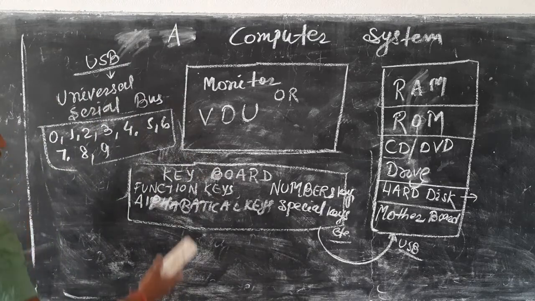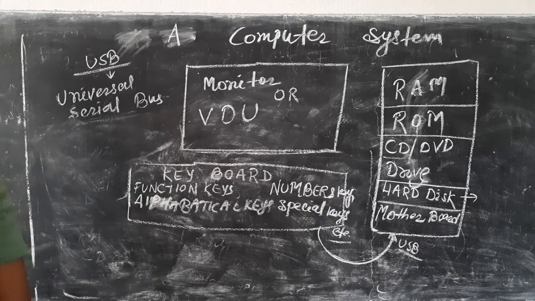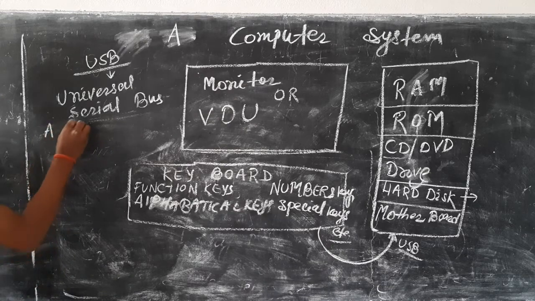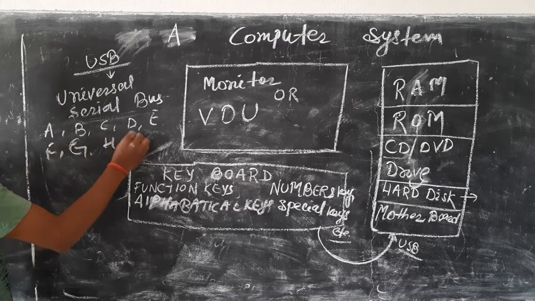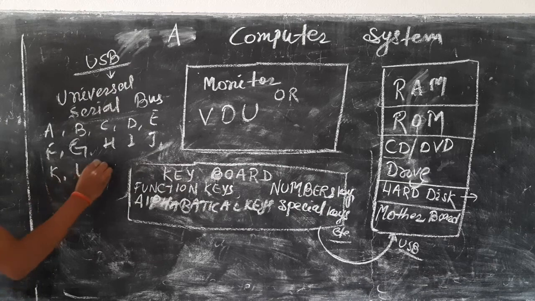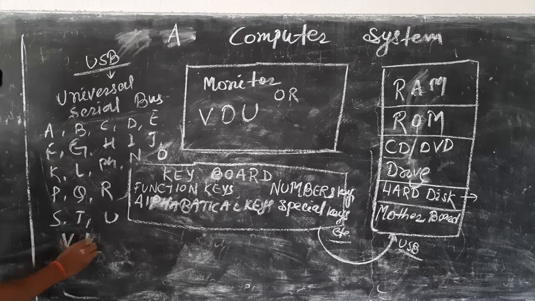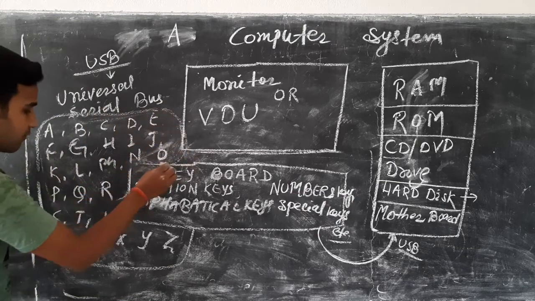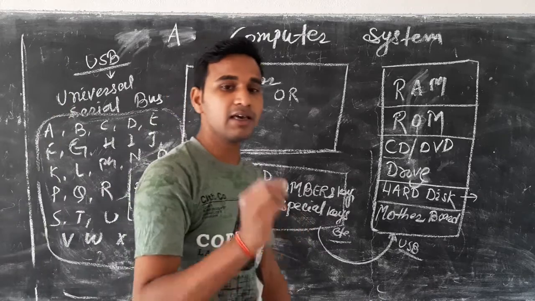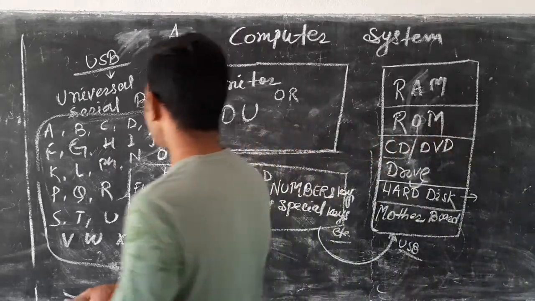Our next is alphabetical keys. Alphabetical, you know, will be from A to Z, meaning A B C D E F G H I J K L M N O P Q R S T U V W X Y Z. These are all the alphabetical keys, from A to Z.